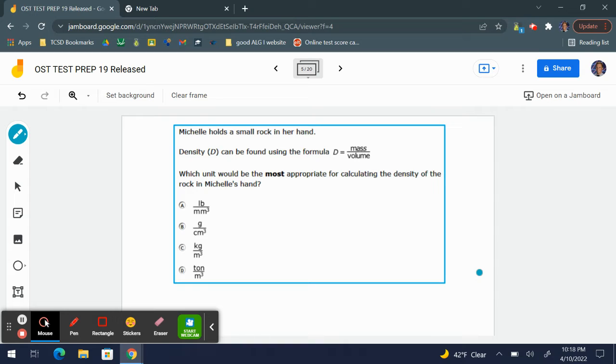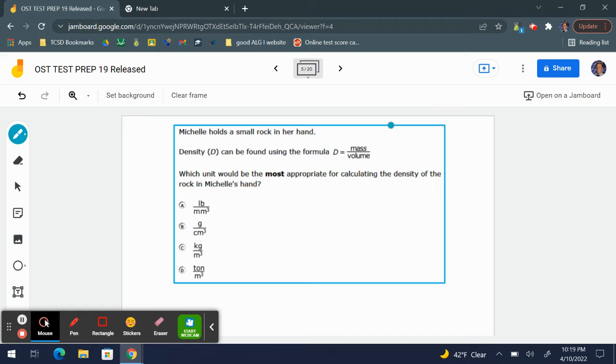So this is kind of more of a sciencey unit of measure that we need to pay attention to. We need to know what we're looking at when we're talking about pounds, grams, kilograms, tons. But the most important thing to pay attention to, and I think probably why this may have been released, is she's holding it in her hand. So Michelle holds a small rock in hand. You can't really hold that large of a rock in your hand. You're going to have to use two hands, but this is in one hand, a small rock.